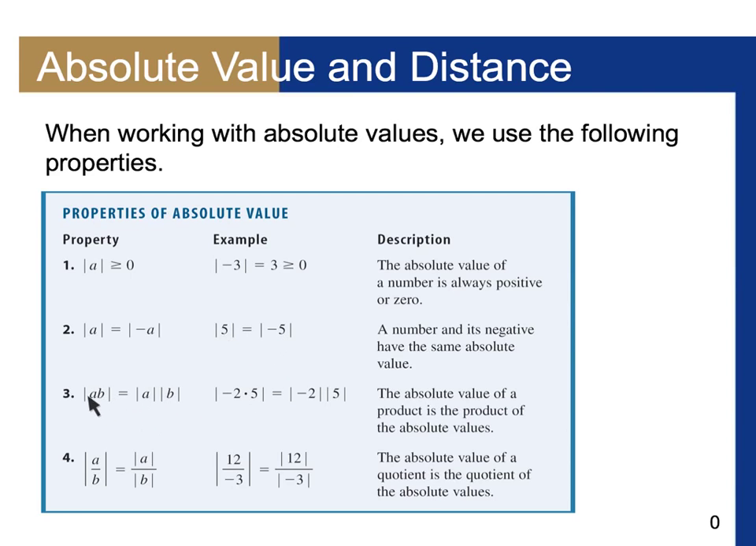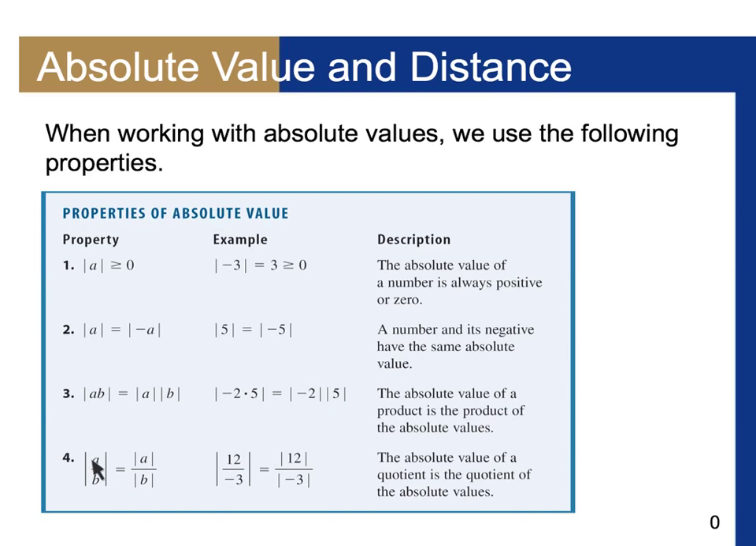If you're multiplying inside an absolute value, you can break it out. So the absolute value of A times B is the absolute value of A times the absolute value of B. Okay. So the absolute value of minus 2 times 5 is the absolute value of minus 2 times the absolute value of 5, which is 2 times 5, which is 10.